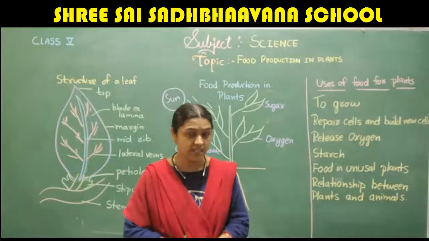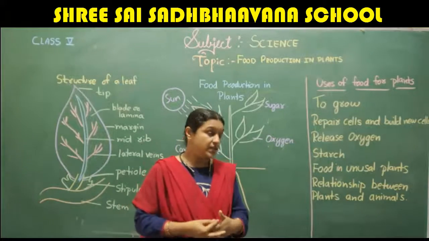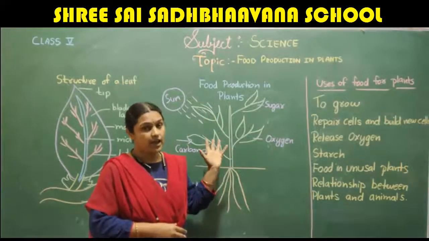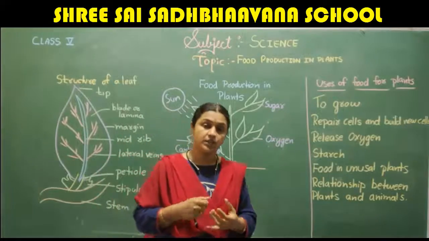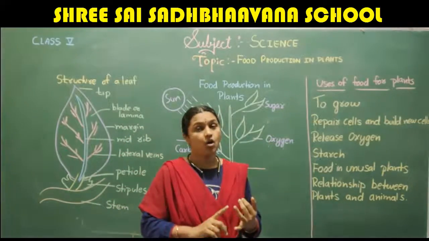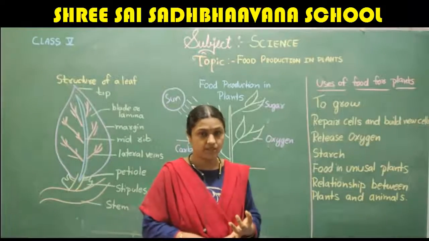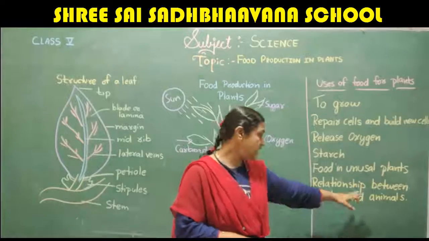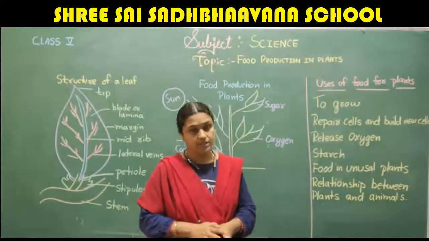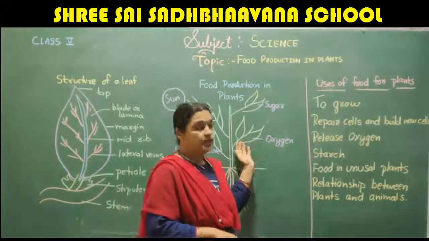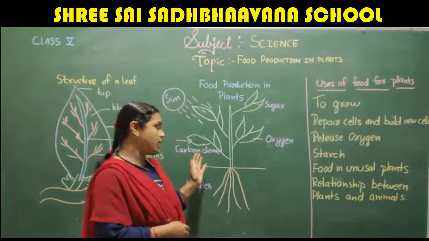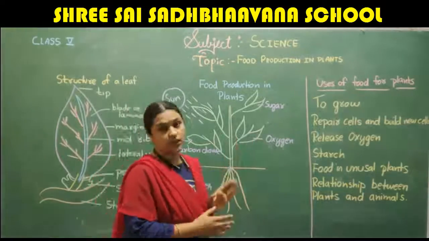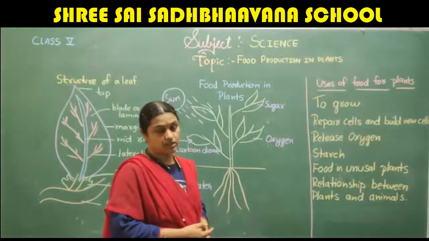So what happens in that case? In that case, they depend on the plants which are green in color, and they take the food from the decaying plants or the dead plants. Okay, and then this has been discussed, the relationship between the plant and the animals. That the animals take in the oxygen, they give out the carbon dioxide. The plant takes in the carbon dioxide and gives out the oxygen.